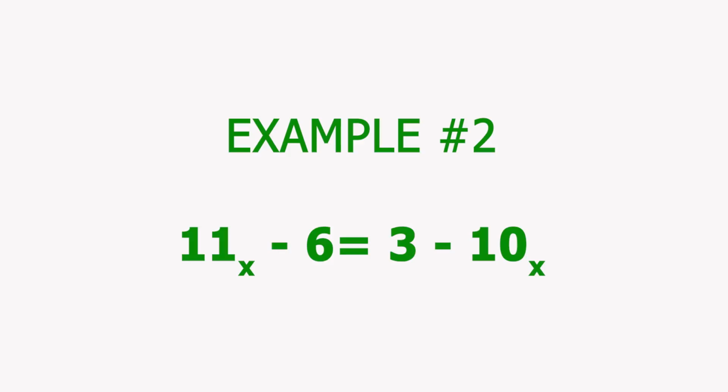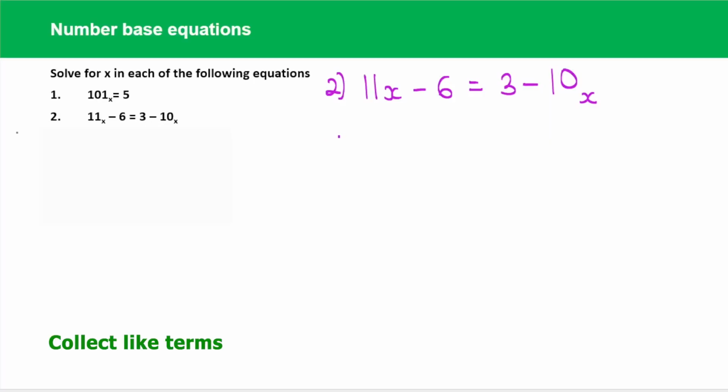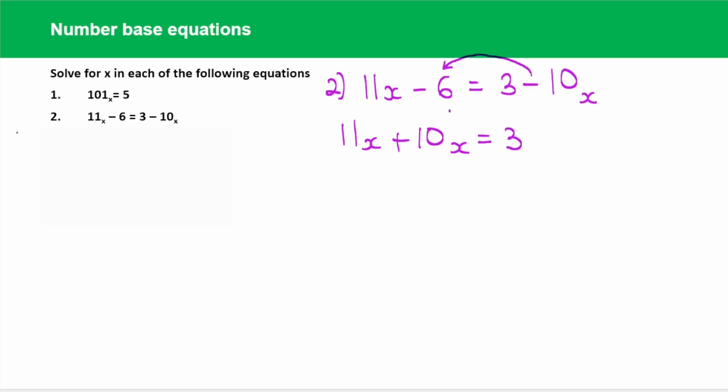Example 2. 11 base x minus 6 equals 3 minus 10 base x. The first step here is to collect the like terms. So the ones with base x, I'll move them over to the left hand side. So 11 base x is already on the left hand side. So I'm going to move minus 10 base x over to the left hand side, and that will become positive 10 base x. Equal to 3 is already on my right, so I'm going to move minus 6 over to this place. That will give us plus 6.